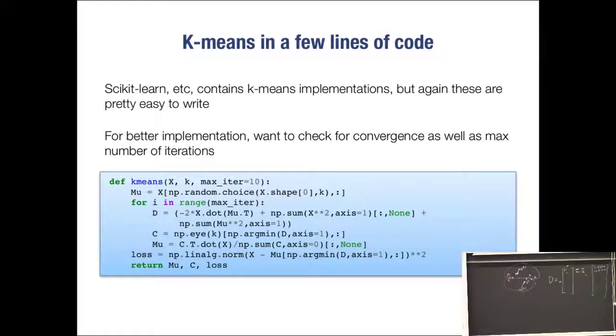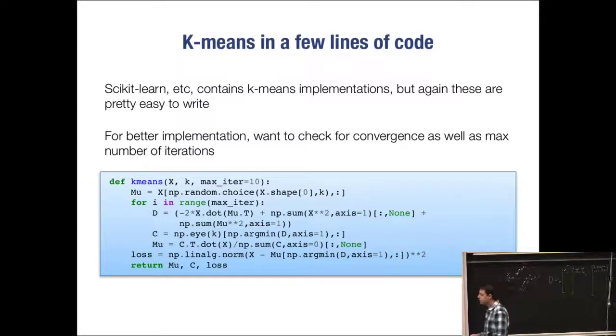C here is going to be this guy. This is C, so it's not the array. C is the one-hot encoding of the labels. Mu is the centers. Mu is a matrix of centers, with mu1 in its first row, mu2 in its second row, up to mu k. So it's going to be a matrix that is k by n.